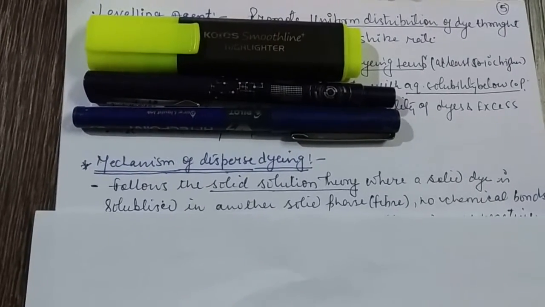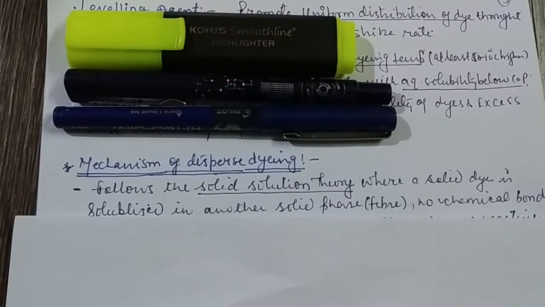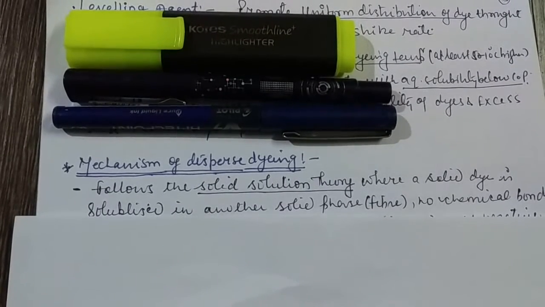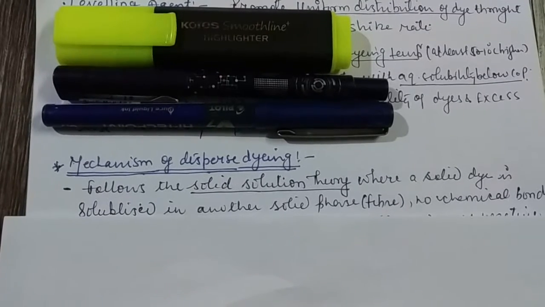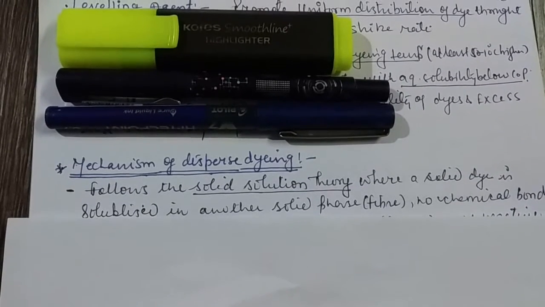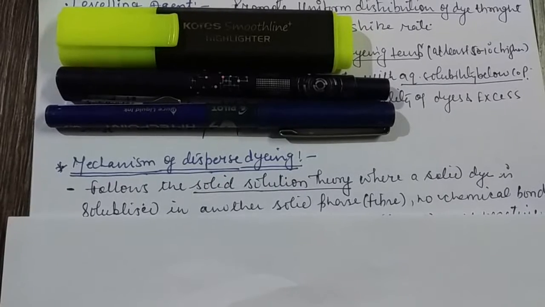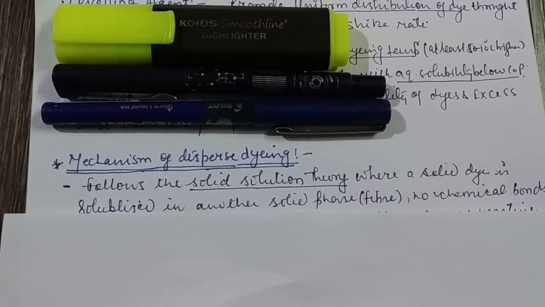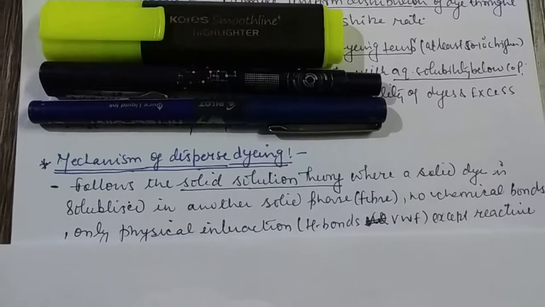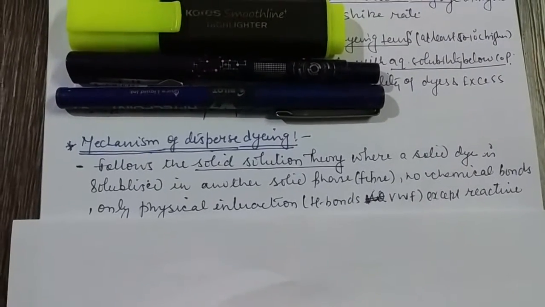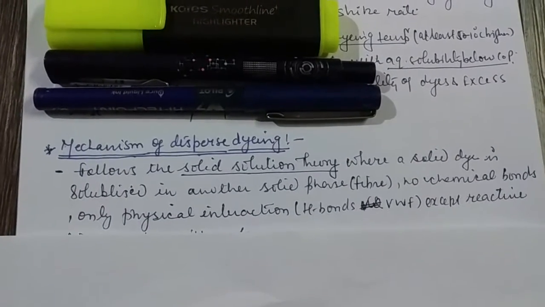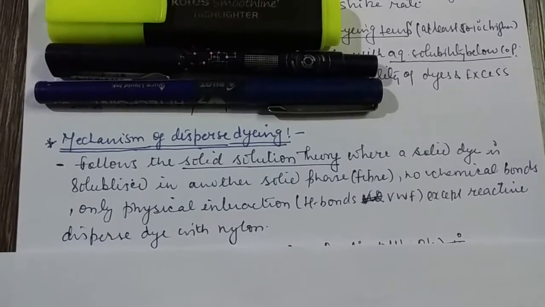Now, as we discussed in the last lecture, very short about the basic concept involved in dispersed dyeing, various steps of dispersed dyeing on polyester fiber. Today we will discuss about the mechanism involved in dispersed dyeing of polyester fabric in some detail. Dispersed dye on polyester fiber or man-made fiber follow the solid solution theory, where a solid dye is solubilized in another solid fiber phase. There is no chemical bonds, only physical interactions are involved, that is hydrogen bond and van der Waal force of attractions, except reactive dispersed dye with nylon.